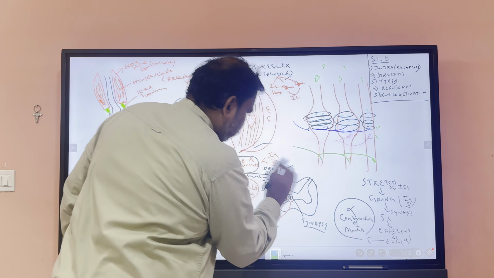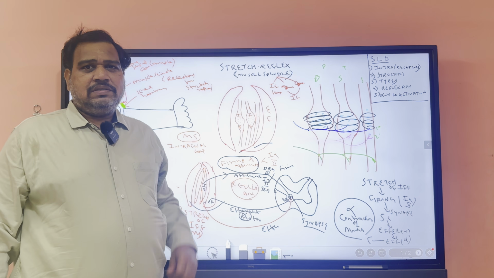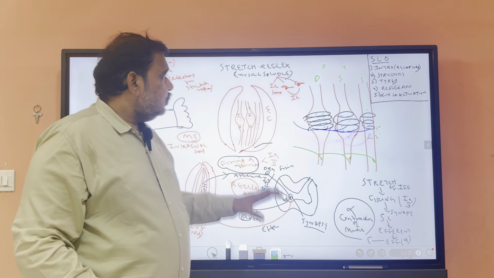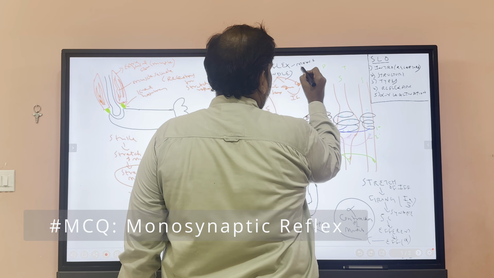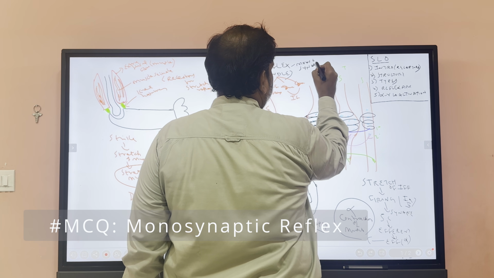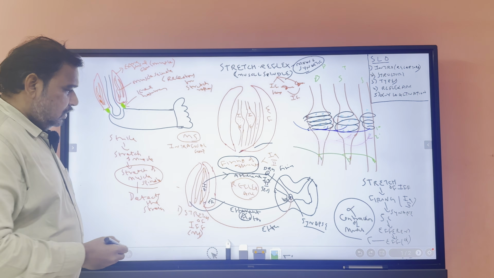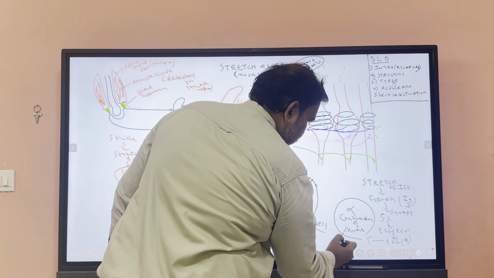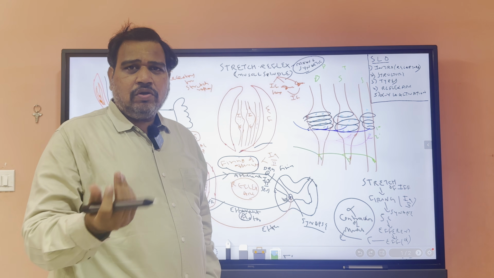I have put the synapse. Just tell me in this diagram, between the afferent and efferent, how many synapses are there? You can even pause the video and tell. Only one synapse. Note it down. So stretch reflex is an example of a monosynaptic reflex, an MCQ point. Only one synapse is there between the afferent and efferent. Contraction of the muscle: in this case, biceps will contract and the response is going to be flexion of the elbow.